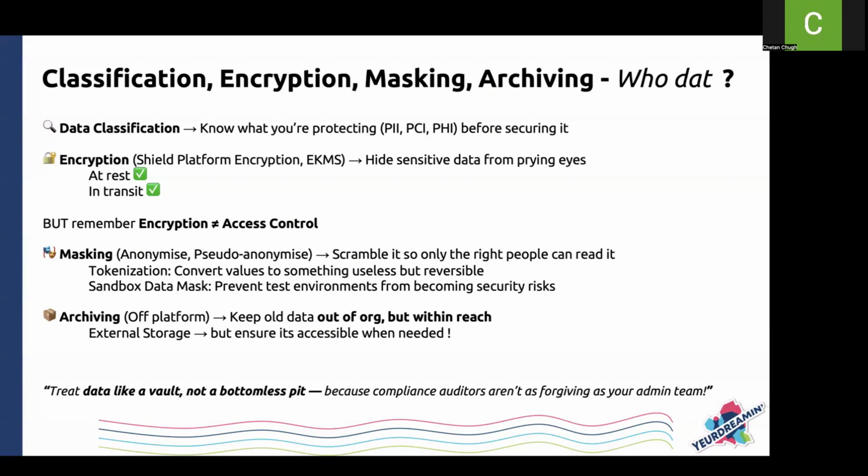The important aspect is the fact that, why does the data live in Salesforce forever? And it's obviously a compliance issue.